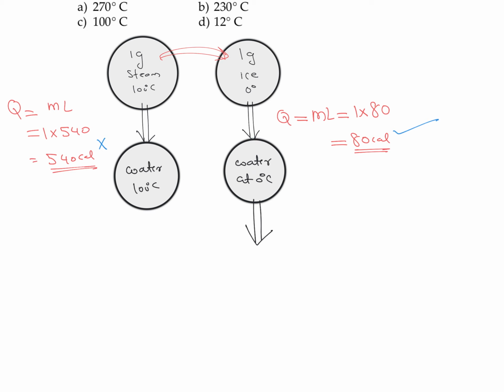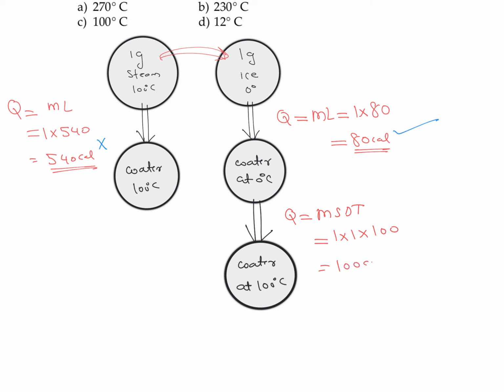So we can write on the right hand side what is the next stage. The next stage over here is water at 0 may be converted into water at 100. There is a possibility it may be converted into water at 100 degree Celsius. Then again we'll identify the value of heat energy required for this process. There is a change in temperature, so we'll use this equation: Q is equal to m s delta T. m is 1, s is 1, and delta T is 100. So for this process 100 calorie of heat energy is required.